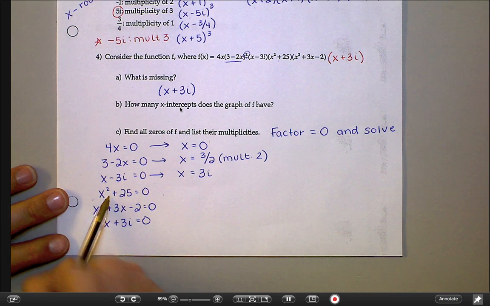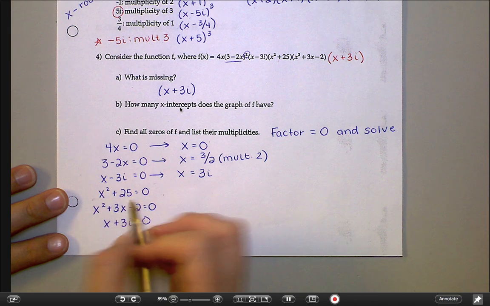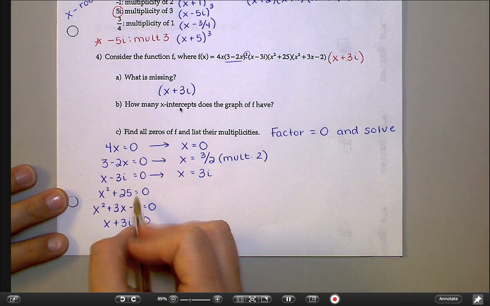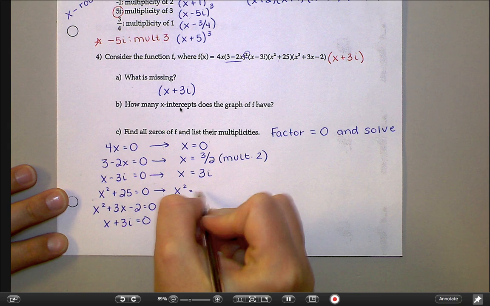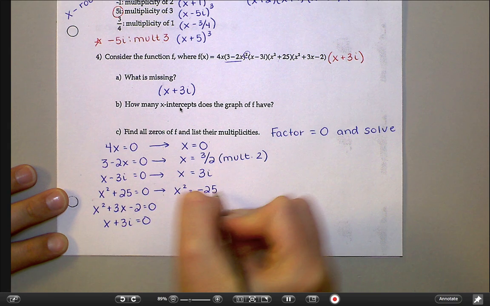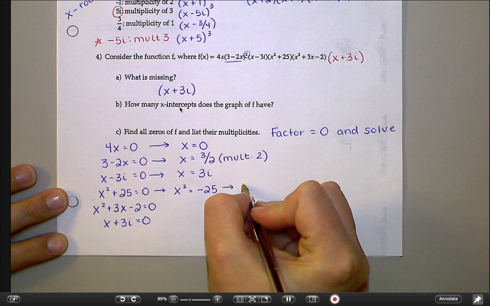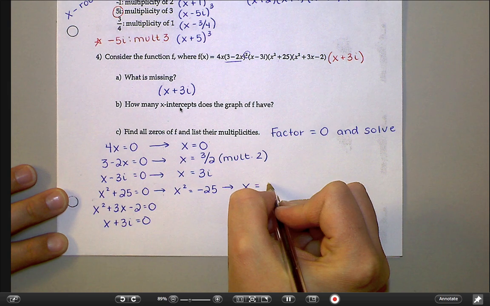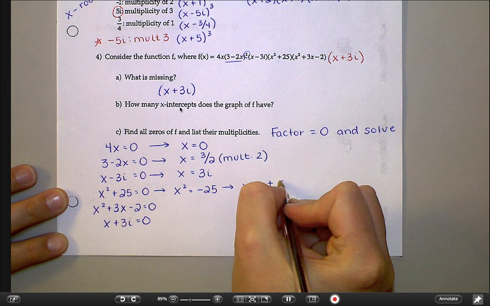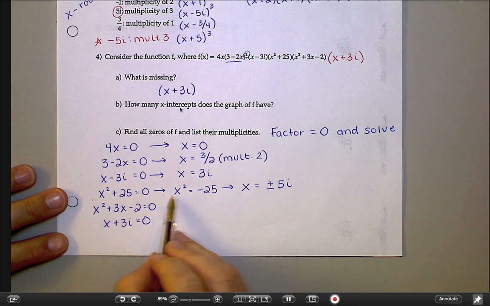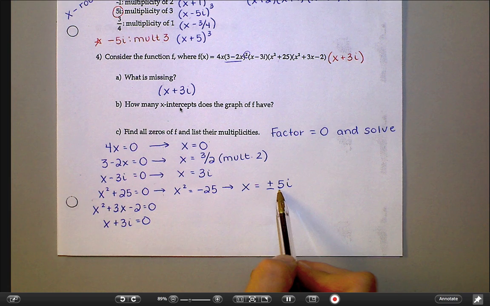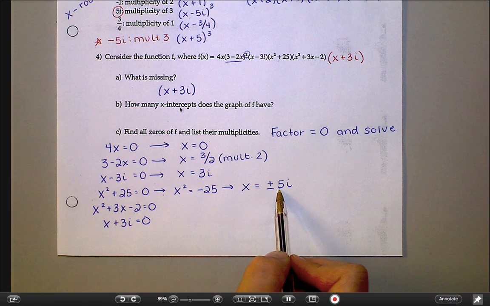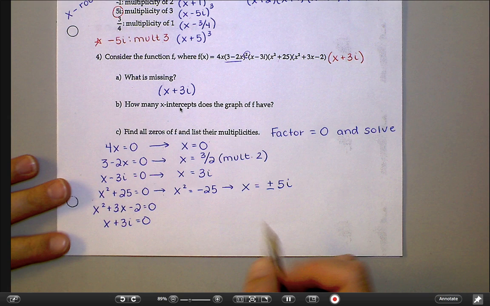This one, x squared plus 25 equals 0. You could do quadratic formula here. I would probably just subtract the 25. So I would get x squared equals negative 25. And then take a square root, and I would get x equals plus or minus 5i. Don't forget, when you solve with a square root, you need a plus or minus. And that takes care of both partners, right? Both of my partners are included there, plus or minus 5i.